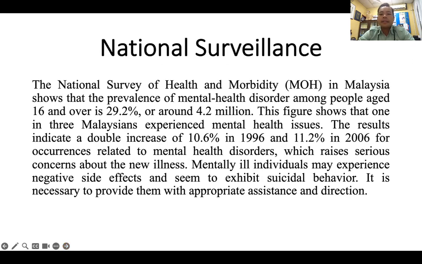The National Survey of Health and Morbidity, Ministry of Health in Malaysia, showed that the prevalence of mental health disorder among people aged 16 and above is 29.2%, or around 4.2 million. This figure shows that 1 in 3 Malaysians experience mental health issues. The result indicates an increase from 10.6% in 1999 and 11.2% in 2006 for occurrences related to mental health disorder, which raises serious concern about the new illness. Mentally ill individuals may experience negative side effects and seem to exhibit suicidal behavior. It is necessary to provide them with appropriate assistance and direction.